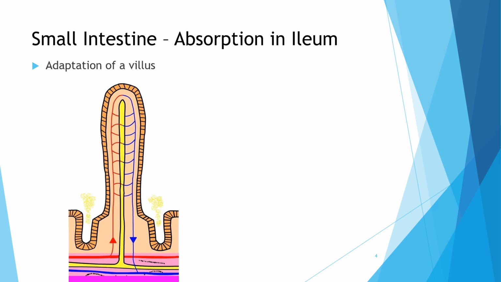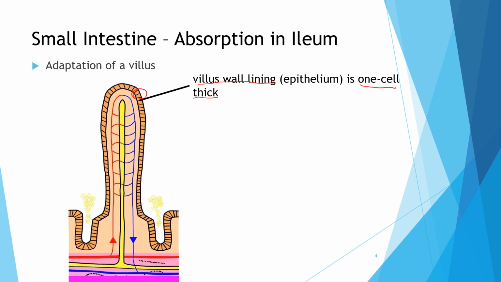Okay, so let's look at one villus. One villus has some components that are pretty important, in particular three of them. The first one, which I already mentioned, is the villus wall lining, or you can call it the epithelium, which is only one cell thick. Over here you can see that the thickness is so thin that it is what we call a one cell thick wall. Very important. In the villus, there are blood capillaries, and there are a lot of them.